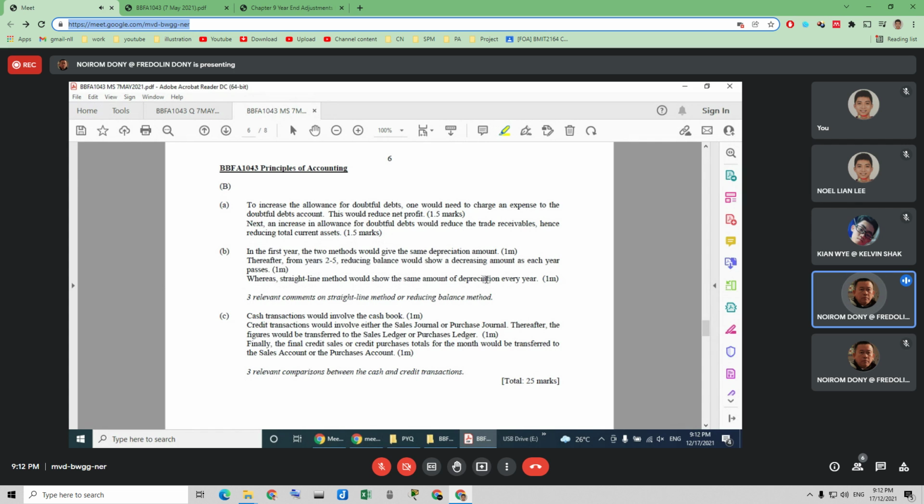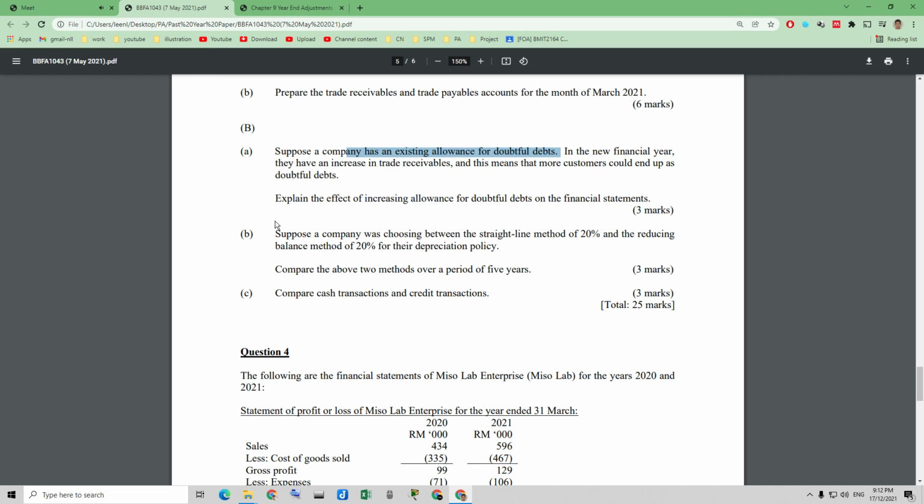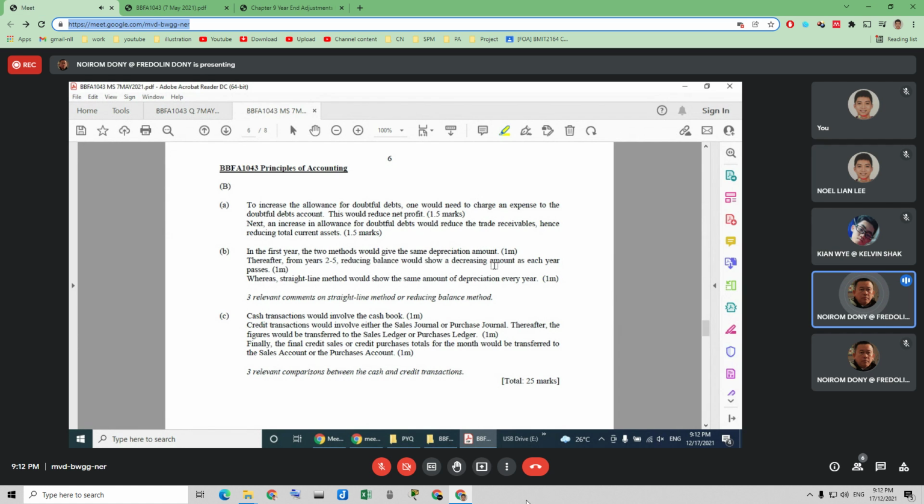It's the same amount because the percentage you times with the original cost. But for reducing balance method, the percentage you times with the net book value, which is reducing from time to time. So that causes the depreciation to also be a decreasing amount. Okay, that is the answer for B.